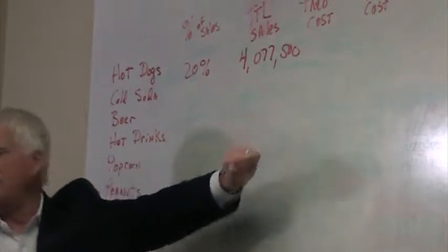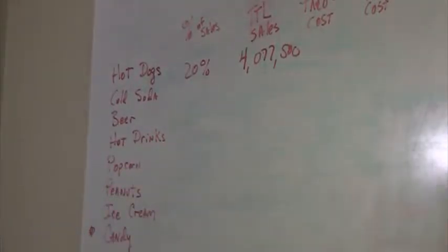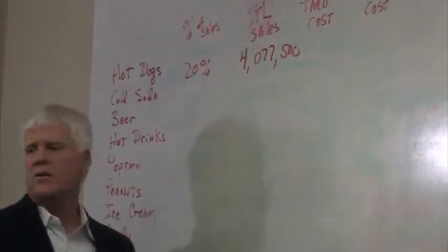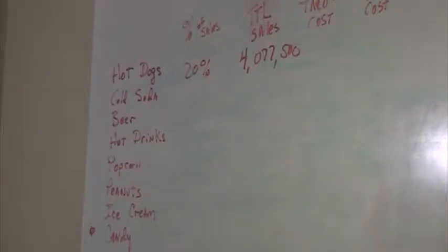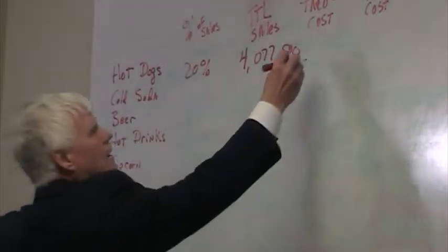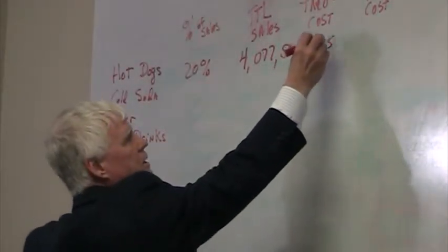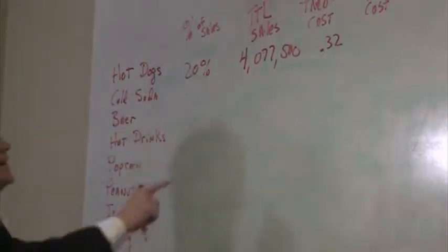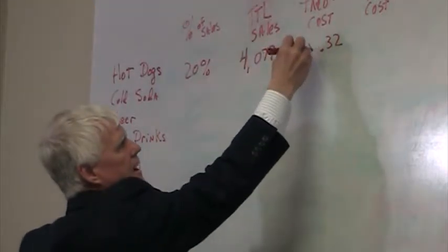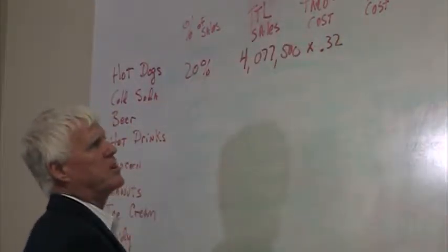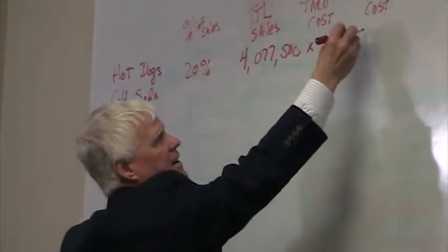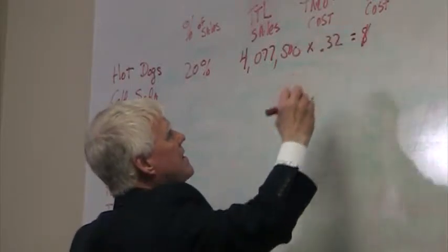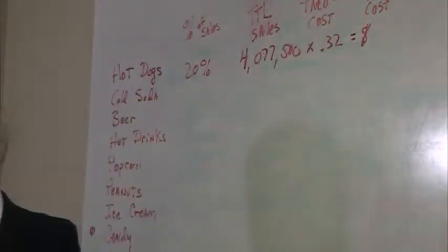So now we need to know how much money do I need to have, liquid cash, to buy hot dogs. The way I figure that out is I look at the theoretical cost. What's the theoretical cost for hot dogs? 32%, or 0.32. So if I take the total hot dog sales times the theoretical cost of 32%, it's going to tell me how many dollars I'm going to need to buy hot dogs this year.